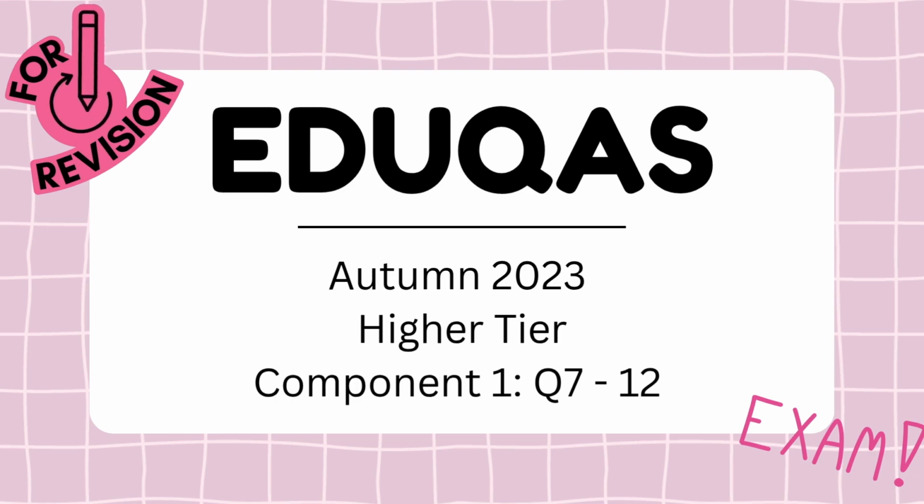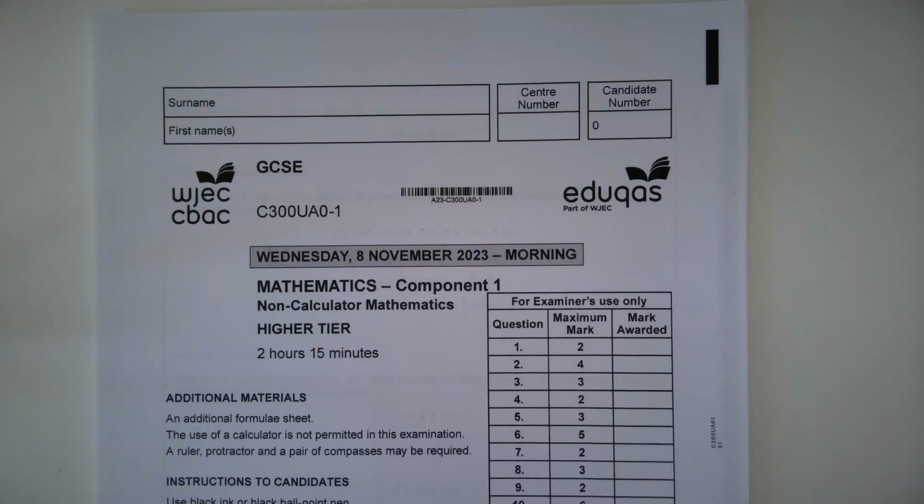Hi there. This video is an exam paper walkthrough of the Eduqas GCSE Mathematics Higher Tier Component 1 paper from autumn 2023. This paper is worth 120 marks in total, and this is the second video of 6. It will focus on questions 7 to 12, which account for 21 of these marks.